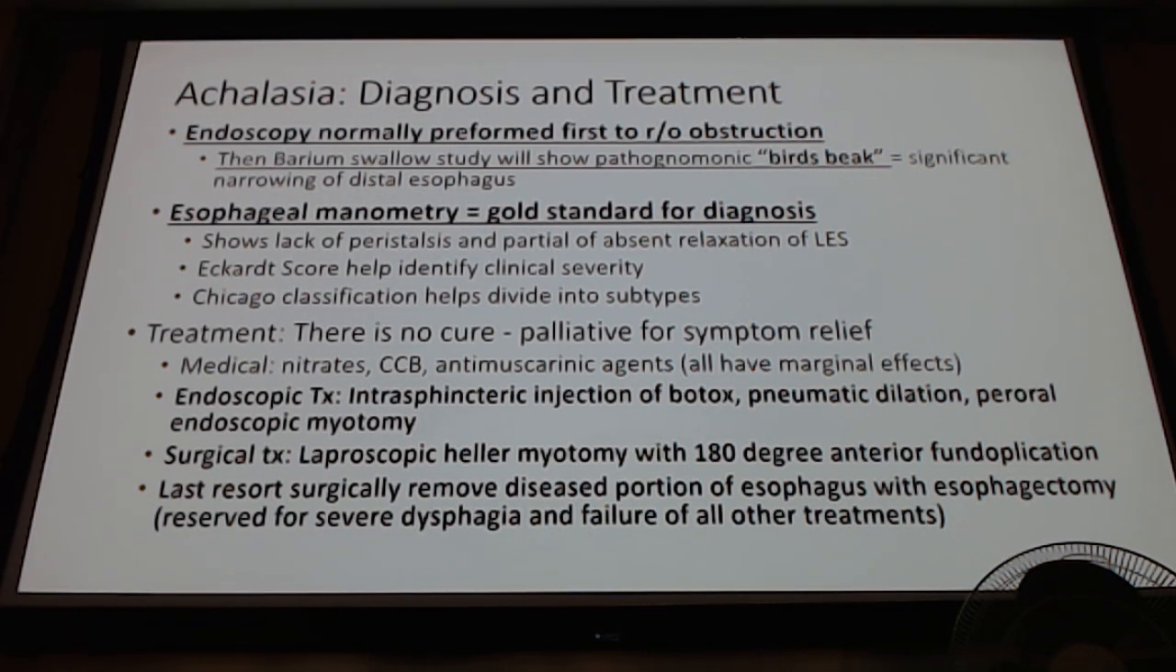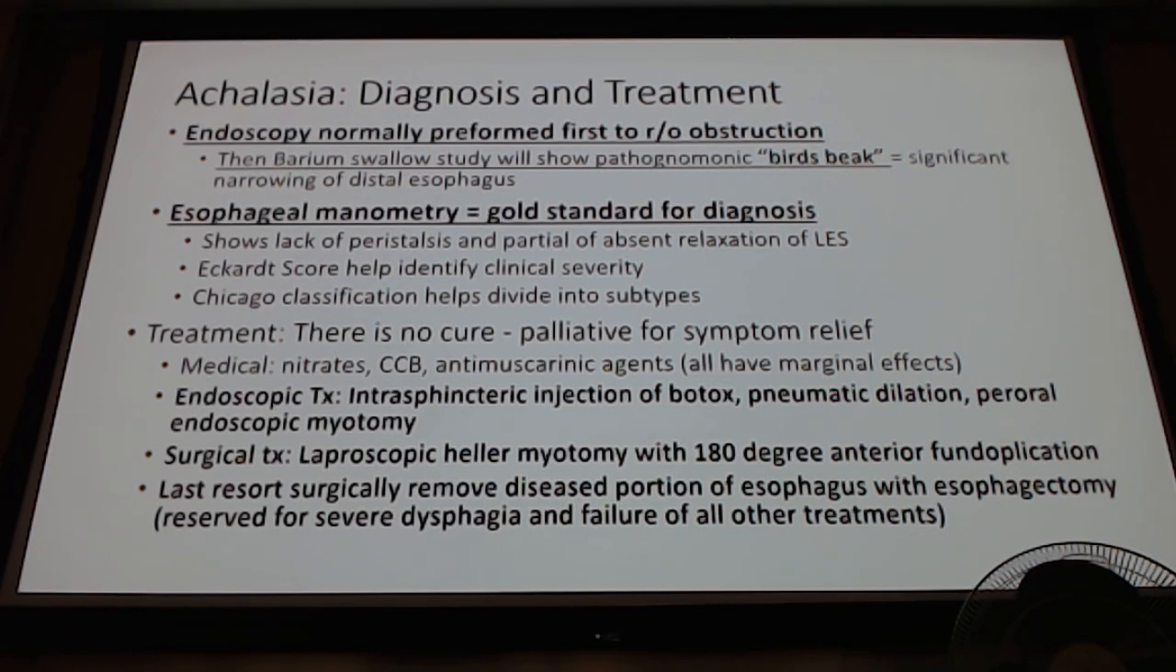Esophageal manometry, yep. So checking the strength of the muscle contraction, is the gold standard of diagnosis. Lack of peristalsis and absent relaxation of the LES is a diagnosis. We also have, I'm not going to make you guys know these, but the Eckardt score and the Chicago classification are things that help us identify. The Eckardt score is really to identify the clinical severity, versus the Chicago classification divides it into the subtypes. Again, just know that they exist.